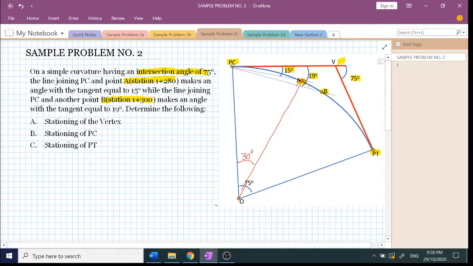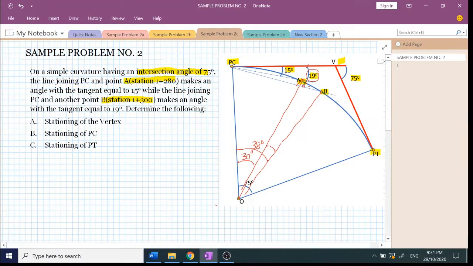Similarly, kung itong PC at B ay mayroong angle na 19 degrees, with respect to the tangent, hence, the line that this will be making with respect to this will be twice of 19 degrees, and so we would expect that this angle will be equal to 38 degrees. Kaya, from there, magkakaroon tayo ng idea that this angle will be the difference of 38 and 30.